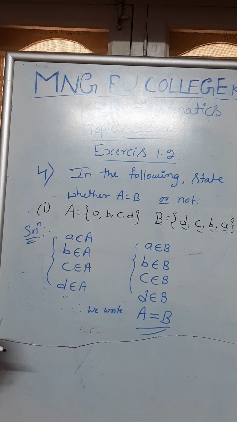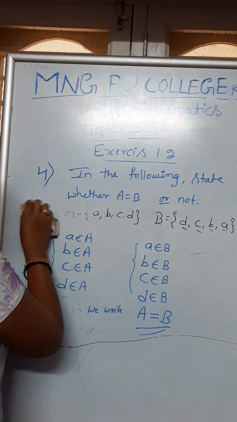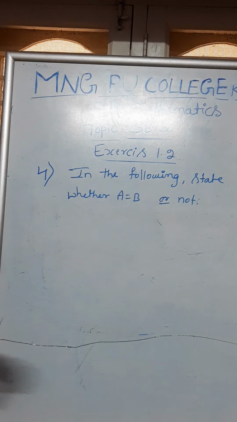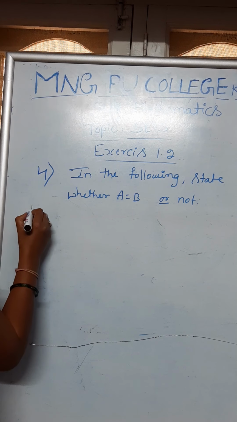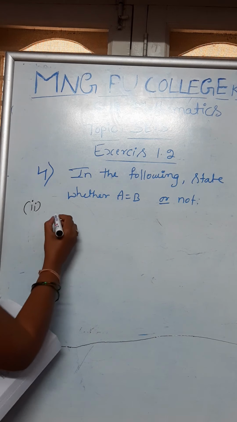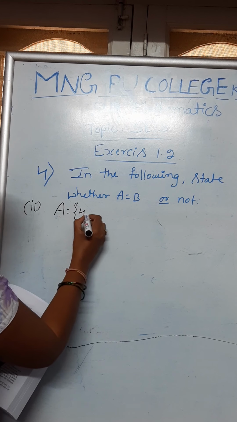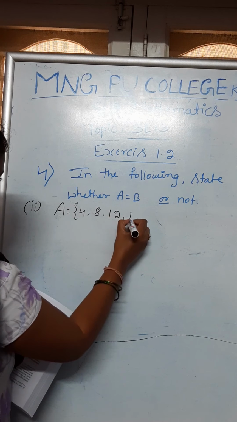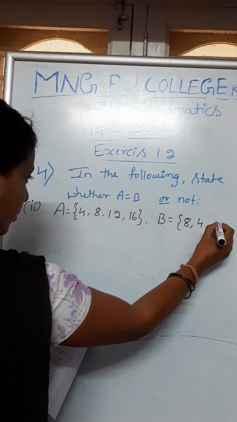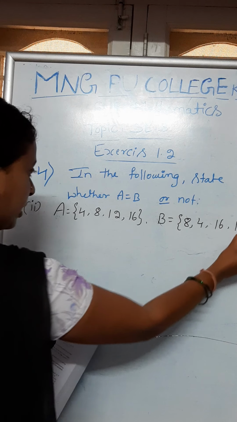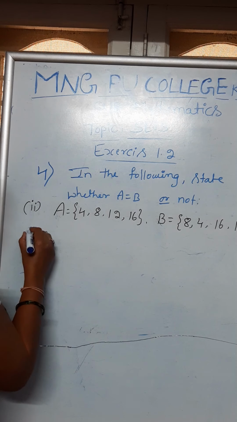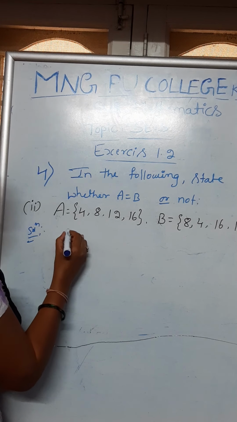Take the next question. Set A equal to 4, 8, 12, 16 and B equal to 8, 4, 16 and 18. So you check here whether it is equal or unequal. Solution. First take an element.